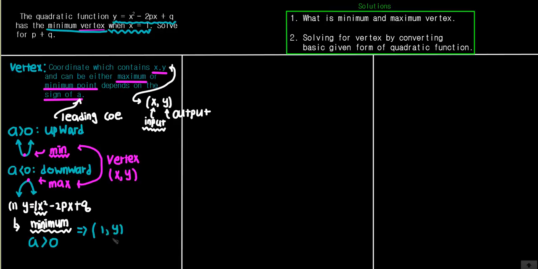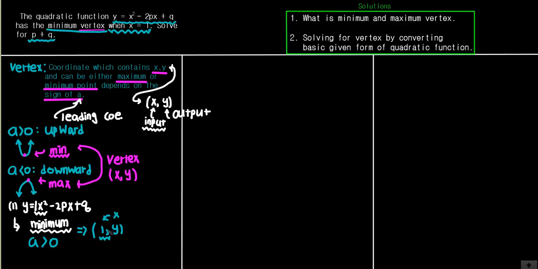So we're trying to find the value. We found the value of 1, which is the x value. But our ultimate goal of this question is to solve for p plus q. The p is a term right over here, and the q is a constant. So let's get through our question.